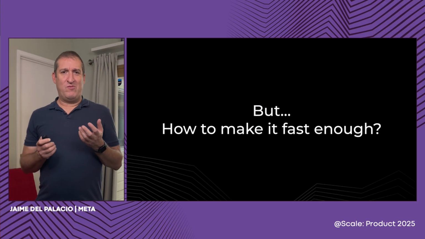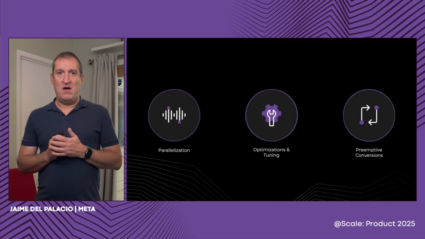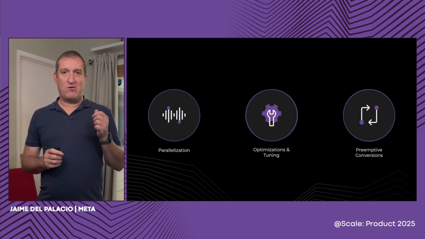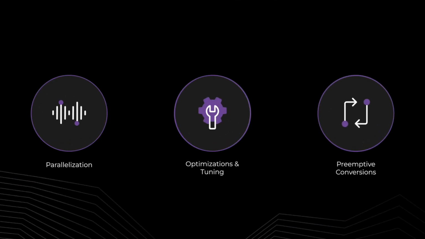So what did we do to make it faster? How do we make it fast enough? Our target was to be able to convert a 20-second reel in less than 15 seconds. We took 3 strategies to optimize our pipeline. First, parallelization of the process. Then, a lot of code optimization and tuning. And finally, we wanted to get ahead of the user as much as possible to be ready to present the videos.